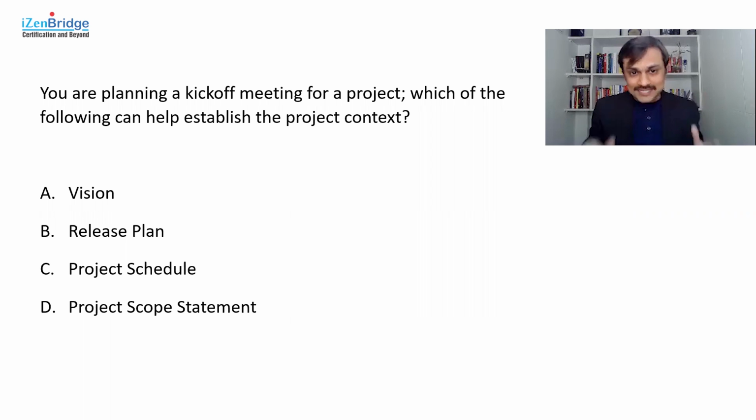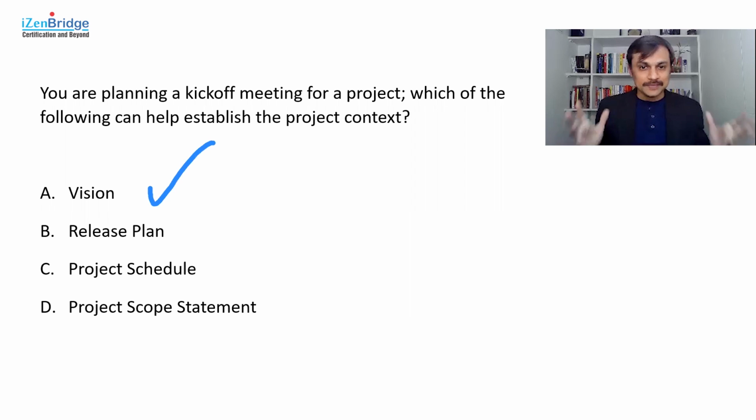Now, before I speak much, let's look at the 4 options. Option A, vision. Option B, release plan. Option C, project schedule. And option D, project scope statement. So I take a pause and let you pick your option. You are planning a kickoff meeting for a project. Which of the following can help establishing the project context? Okay. For me, the choice is option A.